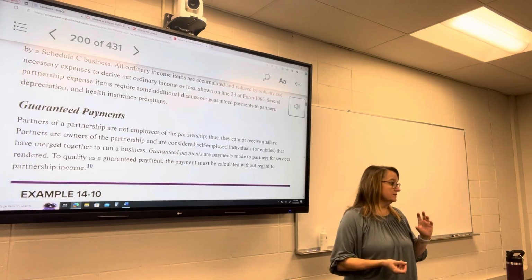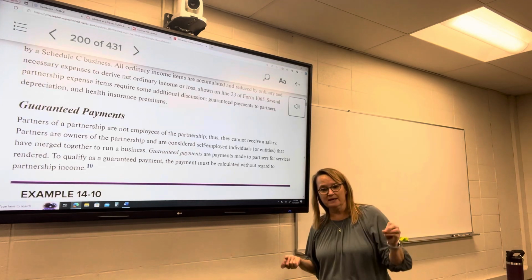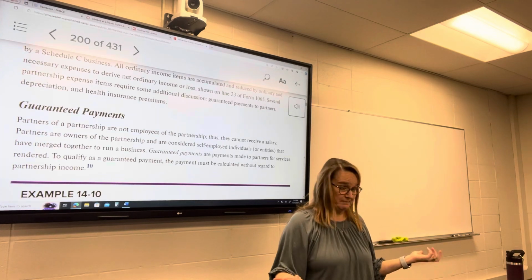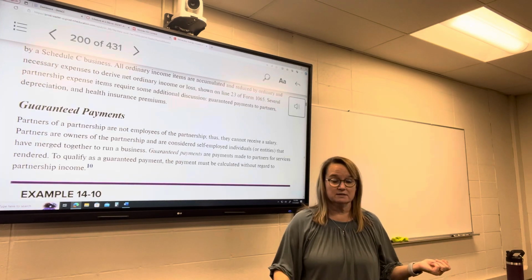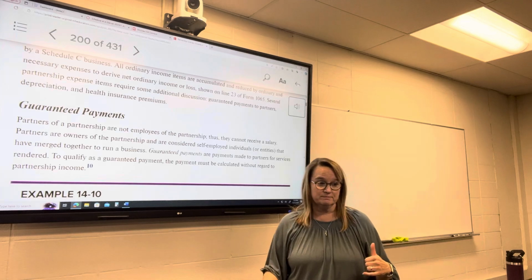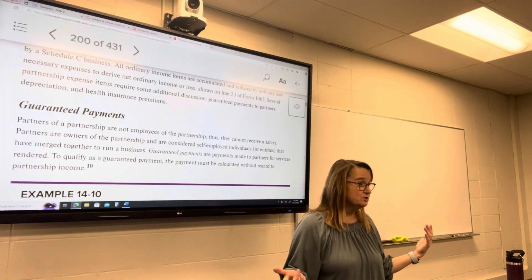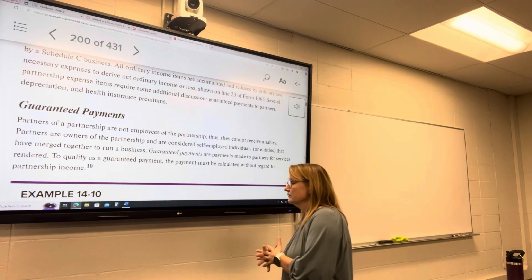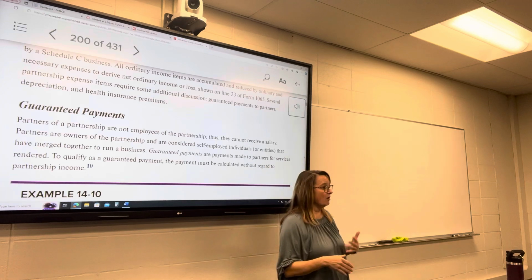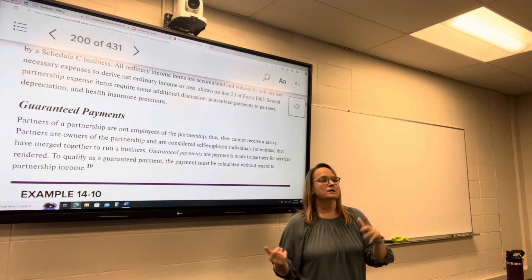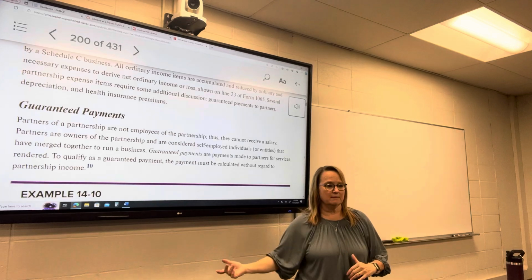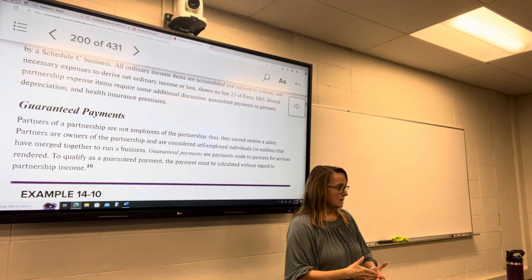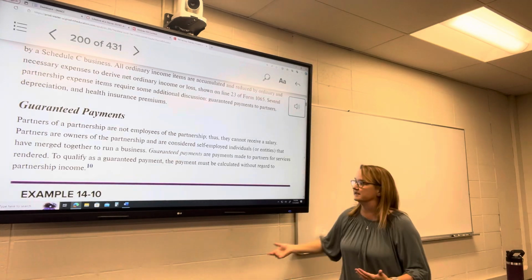It means that the partner has to receive these payments regardless of whether the partnership made money or not. It cannot be dependent on the income of the partnership, just like any other wage, right? Also, it can't be dependent on, oh, okay, we're gonna pay you 10% of our net income. No, it has to be a set amount and issued on a regular basis.